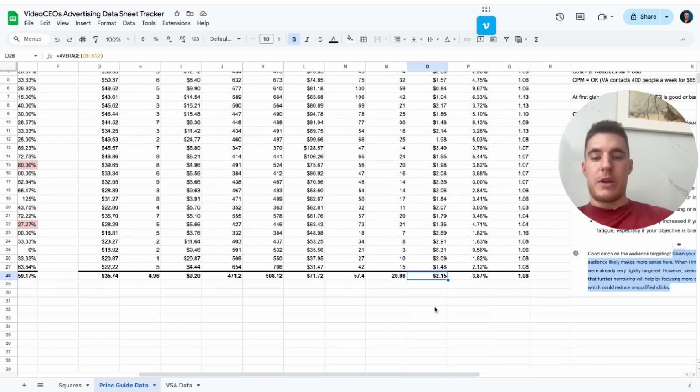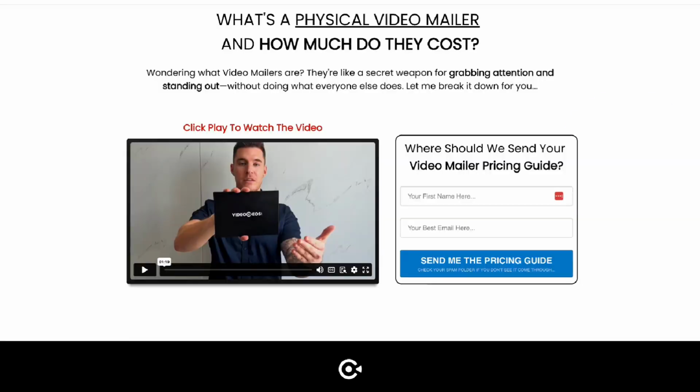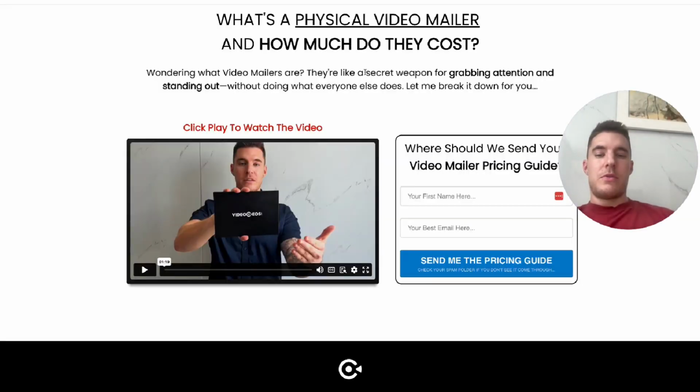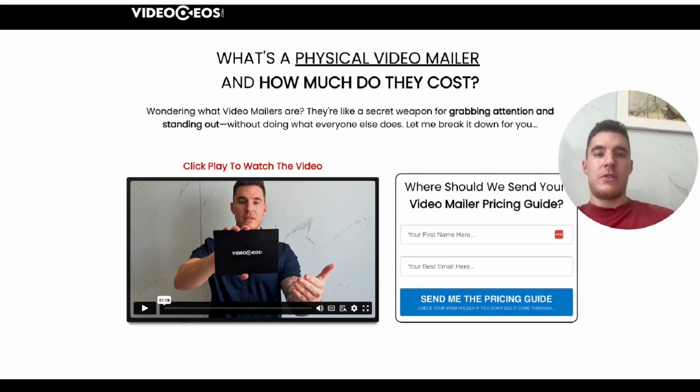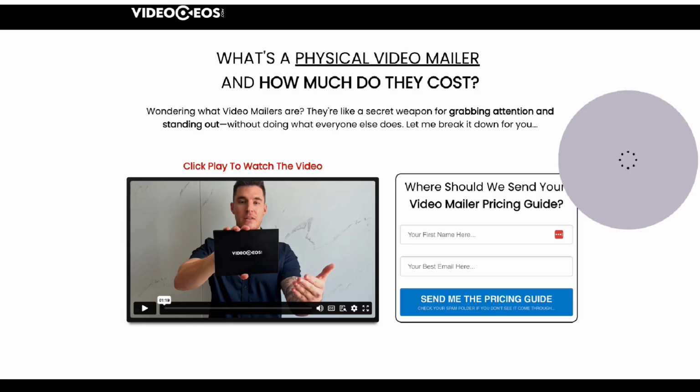What I didn't like was the cost per click and the cost per result. In this situation, the cost per result is just an email. And although I'm looking for a certain type of person to opt in for this, it's still going to quite a broad audience. So I would expect the cost per result to be lower because we can scale this offer horizontally.